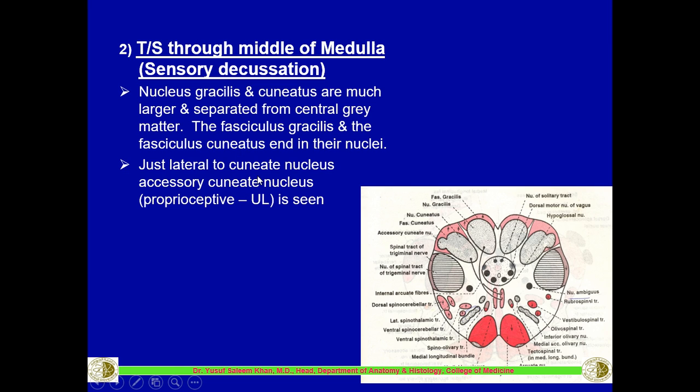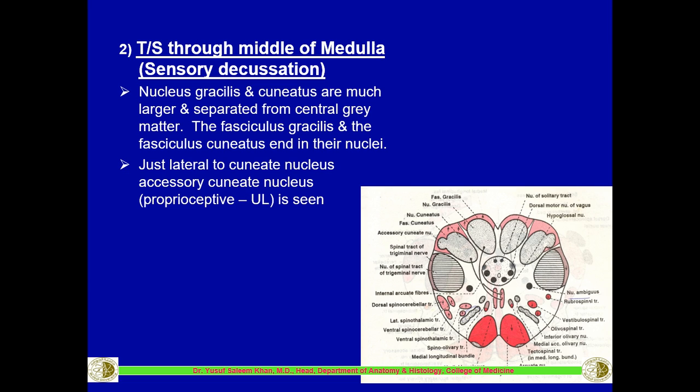Just lateral to the cuneate nucleus, we can also appreciate something called the accessory cuneate nucleus. This is the cuneate nucleus, and just near to that there will be the accessory cuneate nucleus. What does it contain? It contains the proprioceptive fibers. What do we mean by proprioceptive sensation? It means the sensation of the position of the joint.